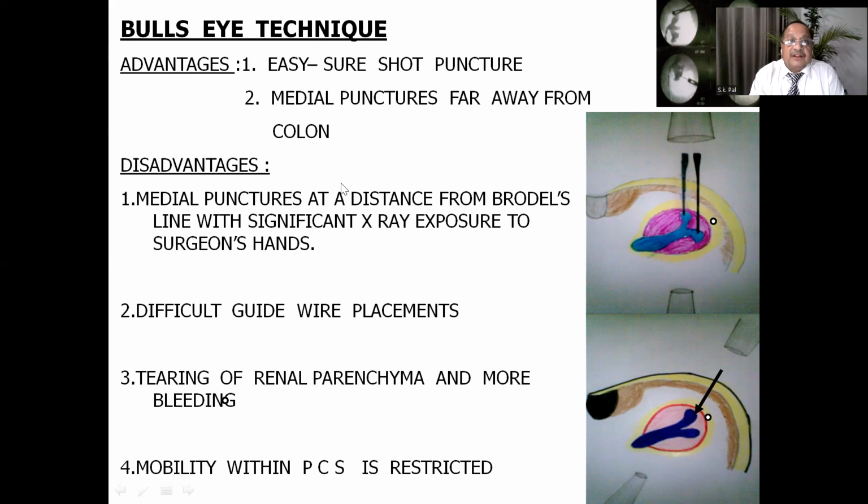So the disadvantages of bullseye puncture are: these are medial punctures at a distance from Brodel's line, so more chances of bleeding, and the surgeon's hands are getting exposed. Guide wire placement may be difficult. The renal parenchyma may get torn when you tilt the Amplatz sheath, and when you are going with an angled track, it is not a straight access. With an angled track, your entry and mobility within the pelvicalyceal system will be restricted.